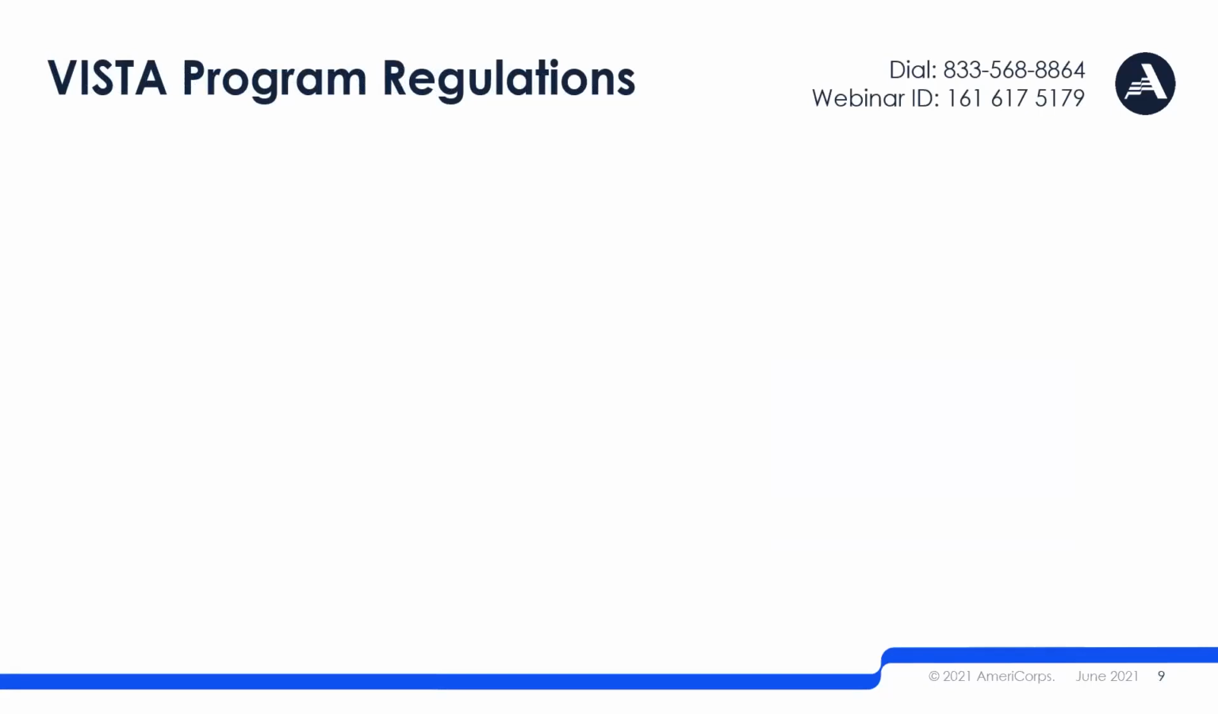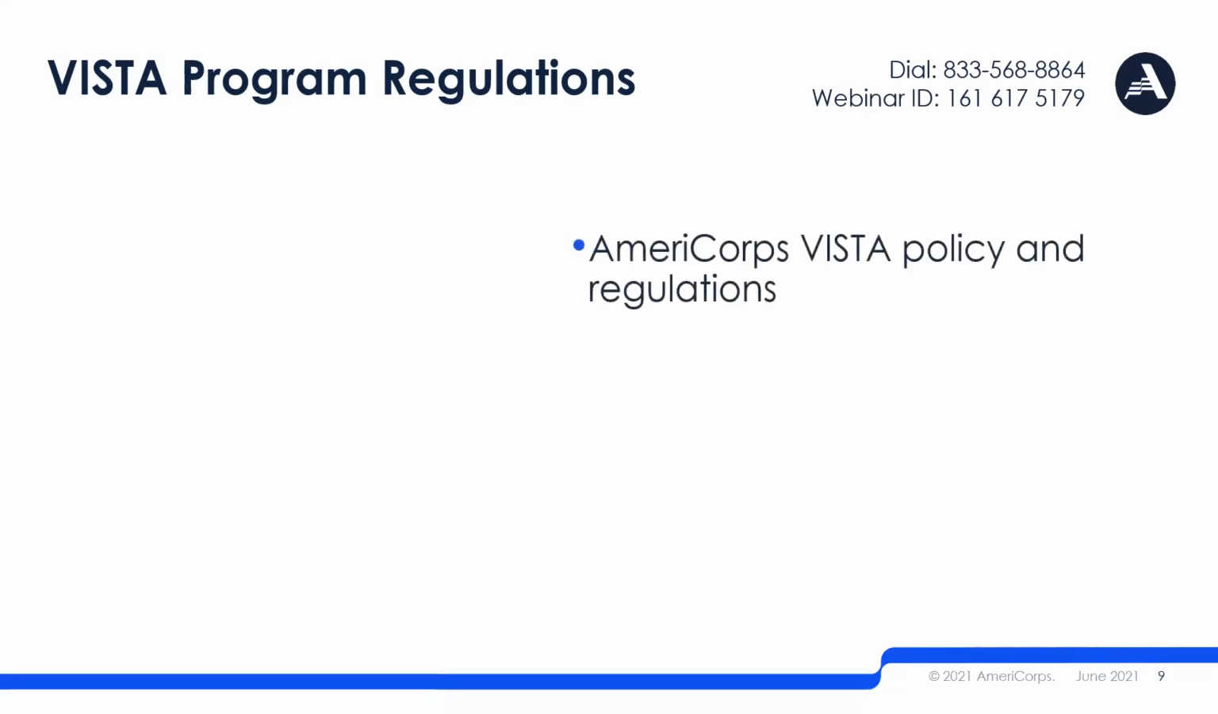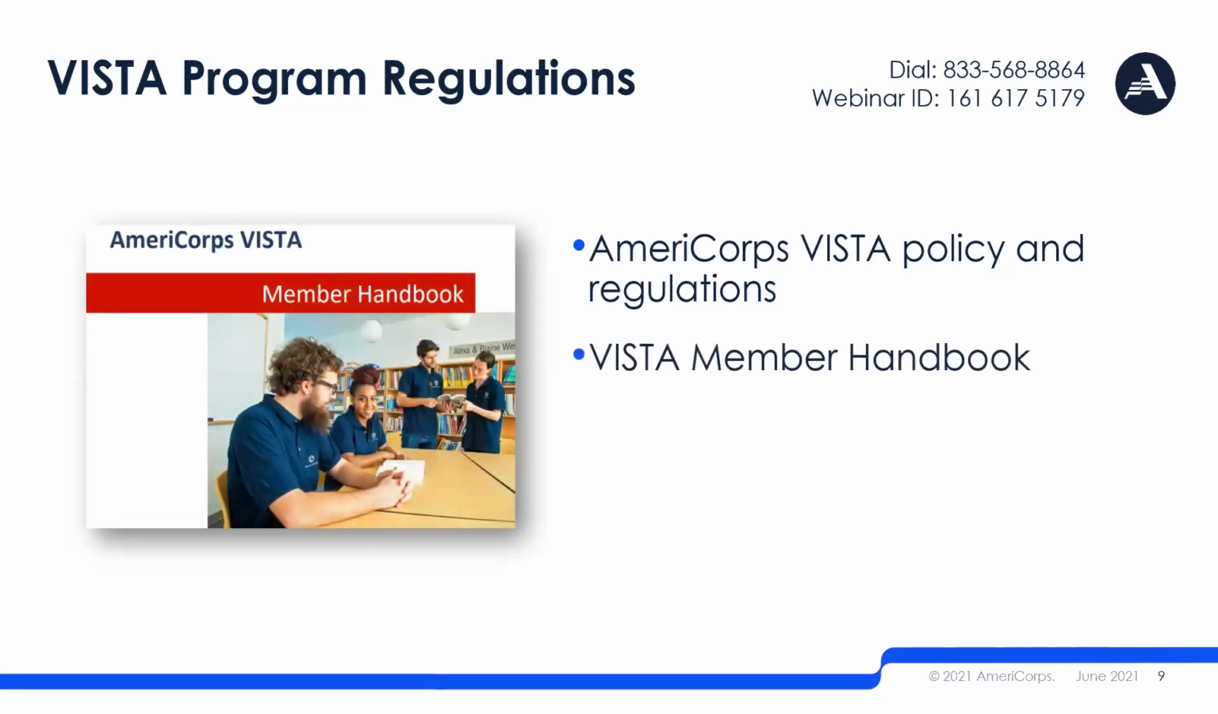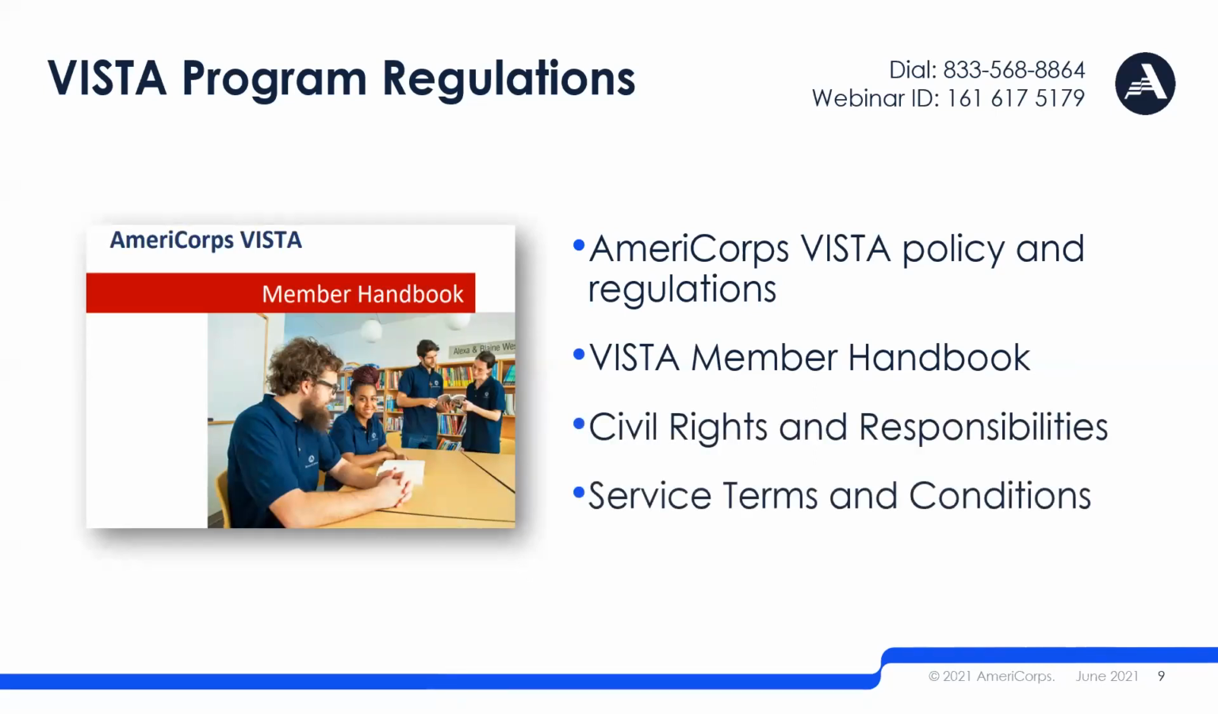With your VISTA members, you as the supervisor have such an important, influential, and inspirational role. You're communicating with your members about VISTA policy and regulations, which includes prohibited activities and permissible activities that may require approval. More details on all of these, of course, are in the VISTA member handbook. Also, you're reminding them about VISTA civil rights and responsibilities and VISTA terms and conditions. Then, as you supervise them, you're also working to ensure that they follow these guidelines.